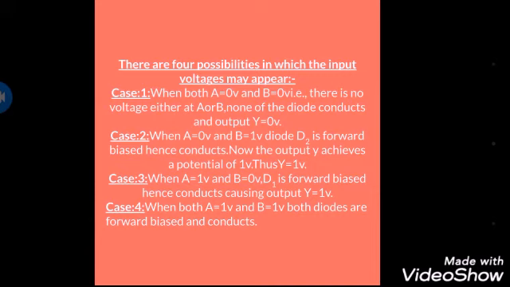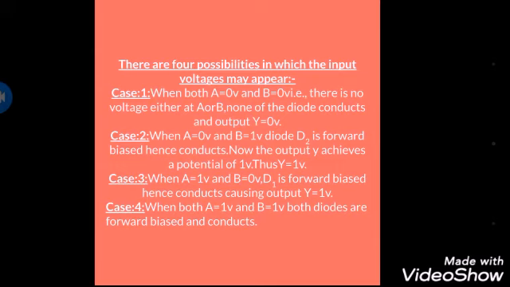In the next case, input A is equal to 1 volt and B is equal to 0 volt. Now for the first diode, the voltage is given, and for the second diode, no signal is passed. Hence the diode D1 is forward biased and conducts. Then the output Y is equal to 1 volt.